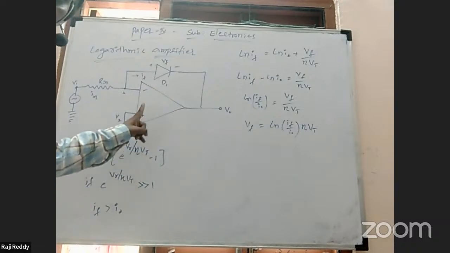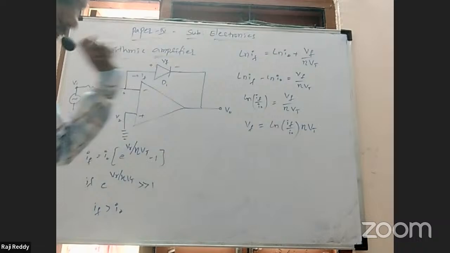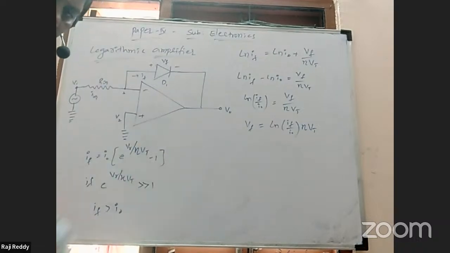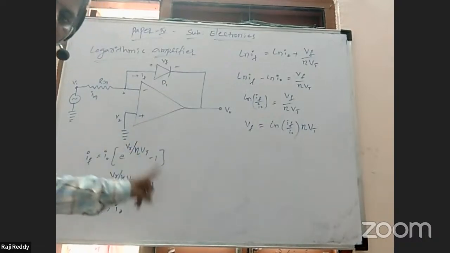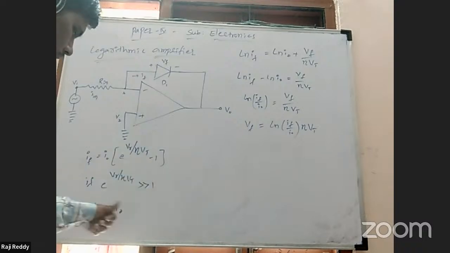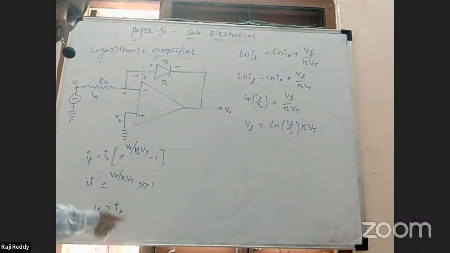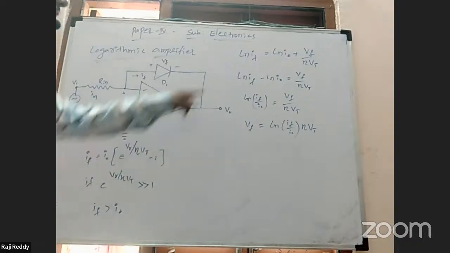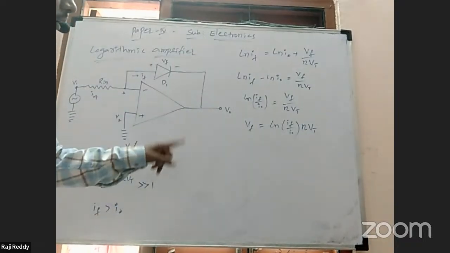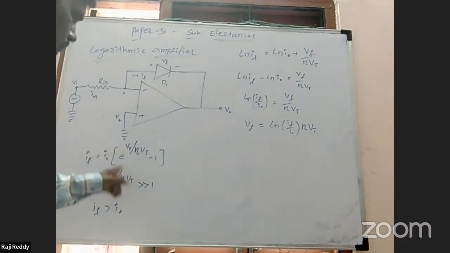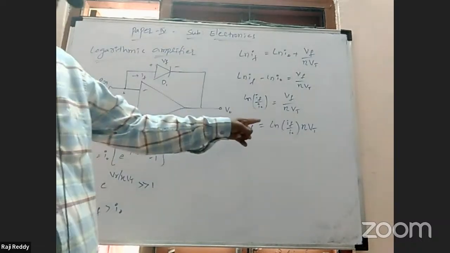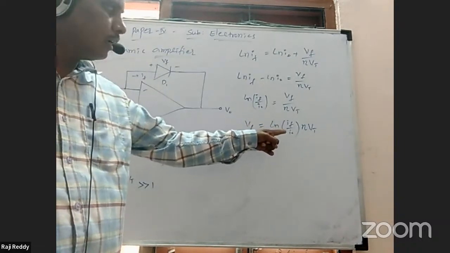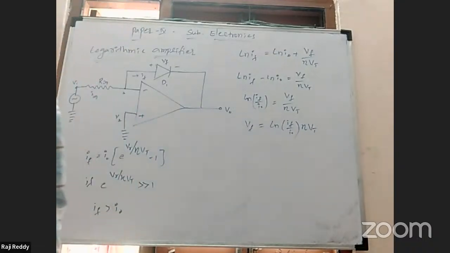Eta is the efficiency of the diode. VT is the thermal voltage. So if this exponential part value is greater than 1, then we get IF greater than I naught. Then on both sides you can apply the logarithm function, and we will get log IF equal to log I naught plus this voltage part VF by eta into VT. After that you can solve the equation, and you will get VF is equal to log of IF by I naught into eta VT. That is an exponential function. Sorry, logarithm function.